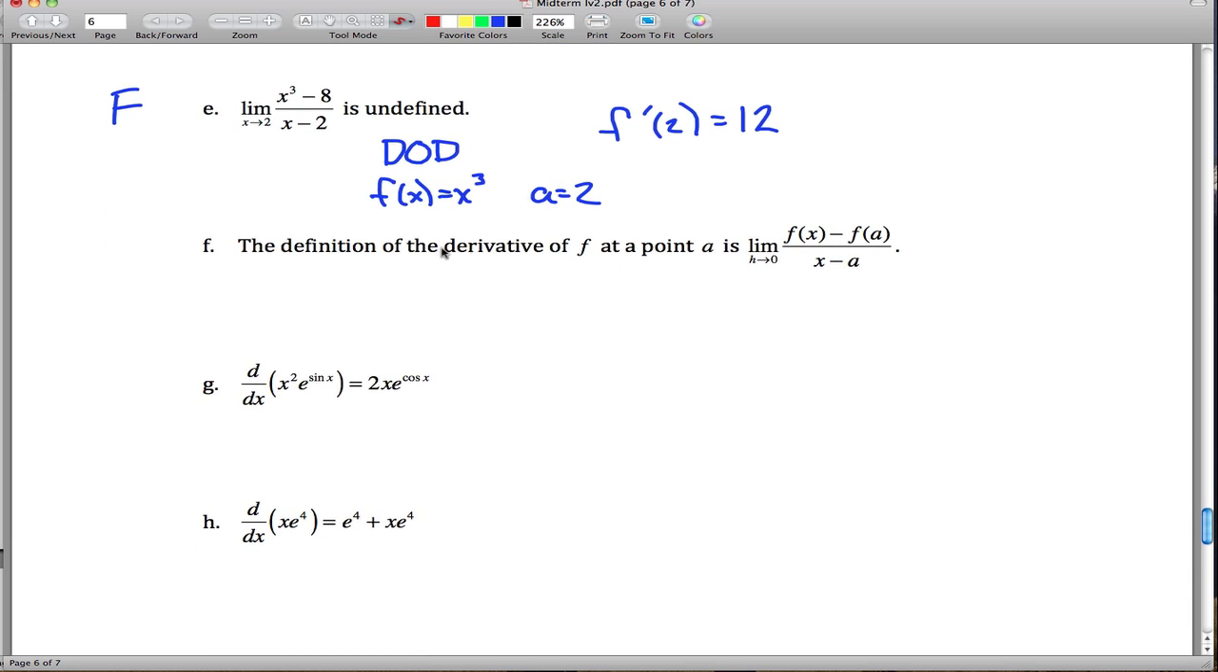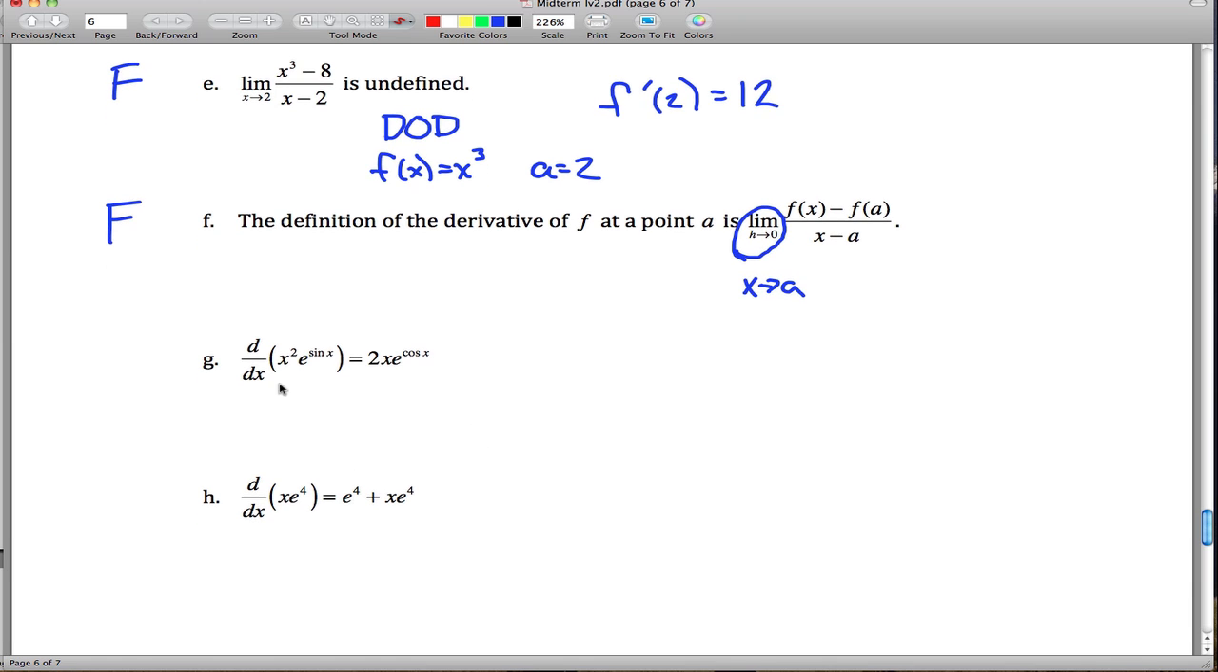Part F, the definition of the derivative of f at a point A is this thing. Close, not quite right. This limit right here should be the limit as x approaches a. Saying the limit as h approaches 0 doesn't really make sense here. There's no h's over here that can approach 0. So this right here is false.